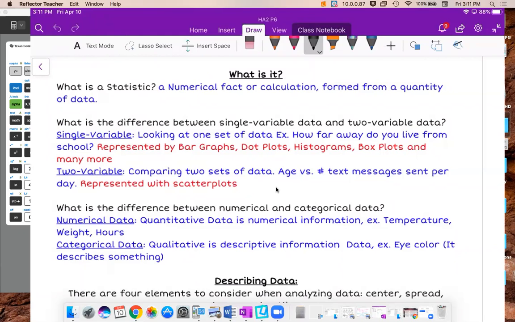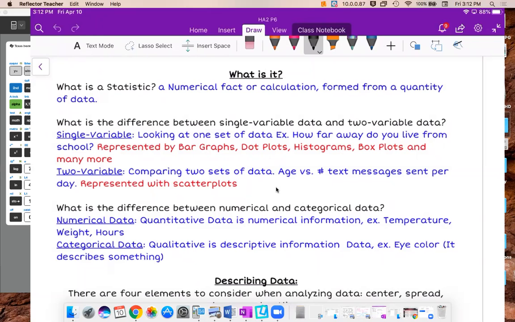And then there are two different types of data that we work with. There's single variable data and there's two variable data. Single variable data is looking at one set of data. So specifically, like how far away do you live from school? Or like how tall is everybody? So it's just one statistic, one variable that you're looking at. And we represent this with bar graphs, dot plots, histograms, box plots, and so many more different ways. The two we're going to focus on for this class are going to be box plots and histograms.